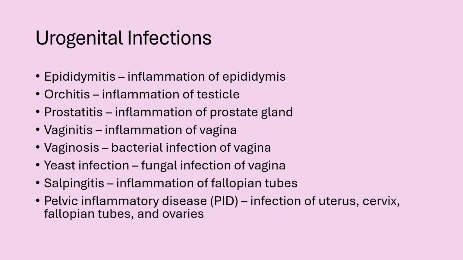Continuing on, epididymitis is inflammation of the epididymis. Orchitis is inflammation of the testicle. Prostatitis is inflammation of the prostate gland. Vaginitis is inflammation of the vagina. Vaginosis is a bacterial infection of the vagina. You have yeast infection. Remember, yeast are fungi, so that would be a fungal infection. Salpingitis is inflammation of the fallopian tubes, and PID, which stands for pelvic inflammatory disease, is where you have an infection within the pelvic cavity, so it's going to include infections of the uterus, the cervix, fallopian tubes, and ovaries.